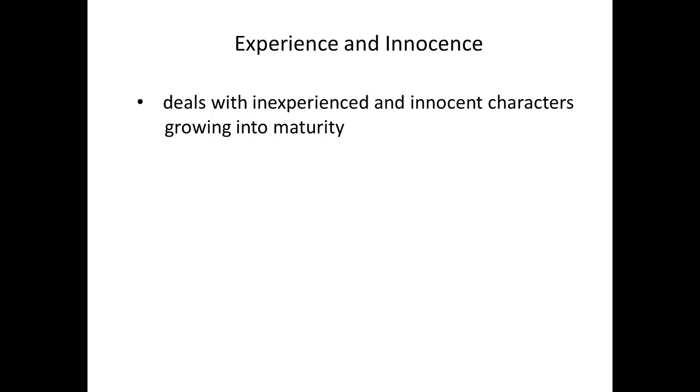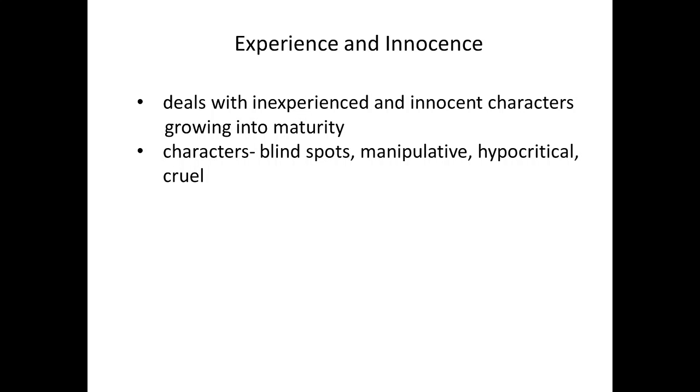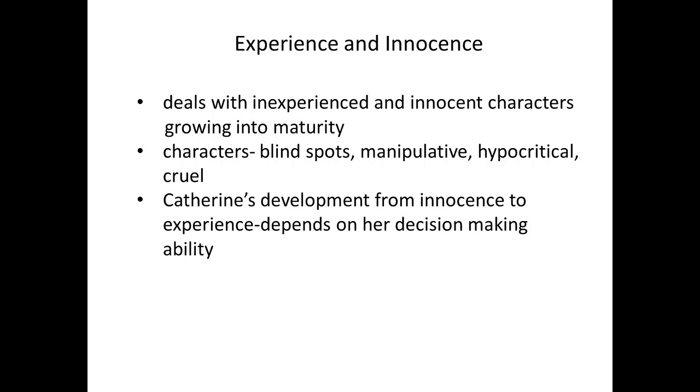If we analyze this novel from experience and innocence, the novel deals with inexperienced and innocent characters who grow into maturity, because most of the characters in the novel are youths. These characters have blind spots, because of some kind of prejudice that they have due to their upbringing. Some of the characters are manipulative, and manipulative here refers to trying to influence or change things for their own benefit. And there are characters who are hypocrites, who say something and do other things, and there are characters who are cruel. And Catherine actually develops from innocence to experience.